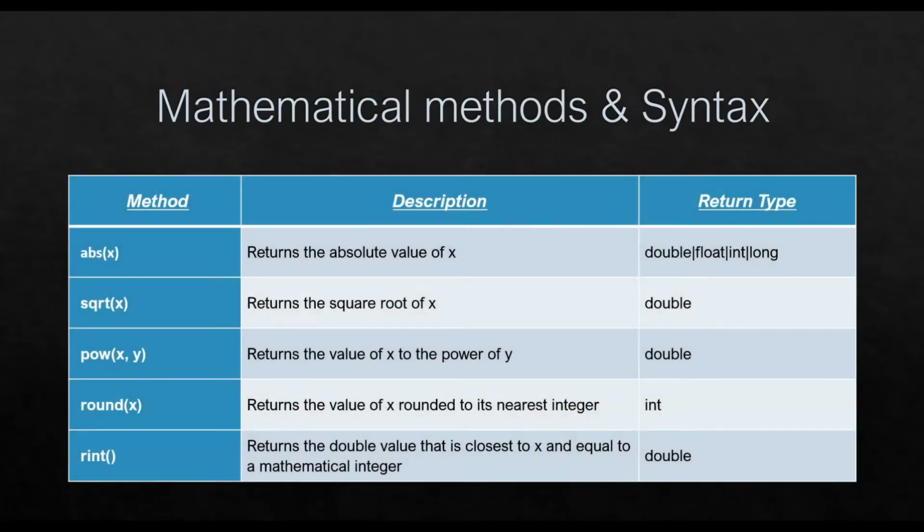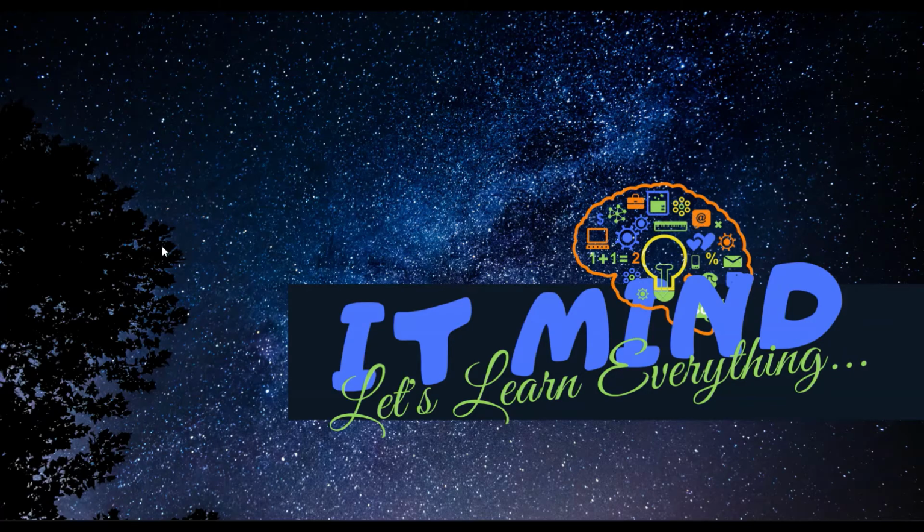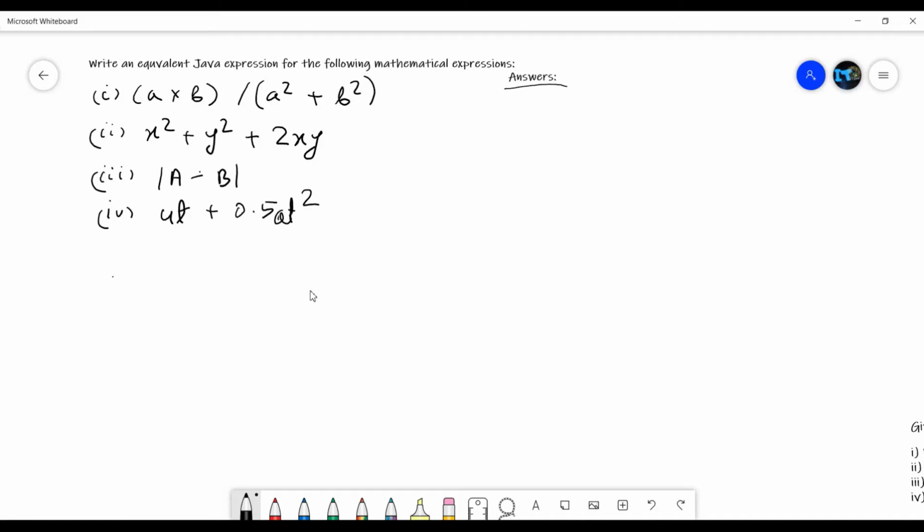So you have to use all these methods preceded by the Math class name. Today we will do some expressions, that is, mathematical expressions, and how to write them in Java, or how to convert them into a Java expression. The first one is a multiplied by b divided by a square plus b square. How to convert this mathematical expression into a Java expression? Let's do it.